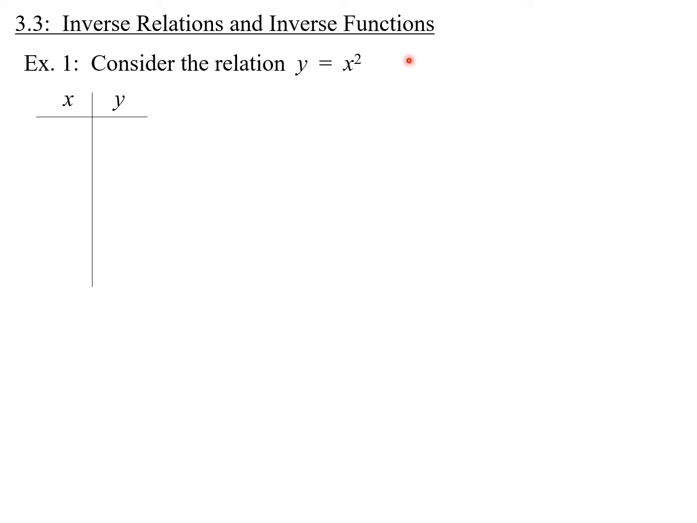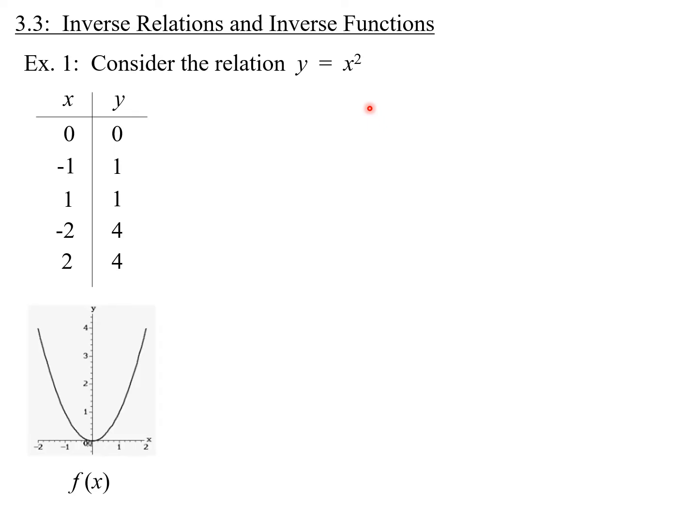All right, so if x equals 0, y equals 0. If x equals -1, -1 squared is 1. 1 squared is also 1. If x is -2, y is 4. And if x is 2, y is also 4. And then when we graph this, we get this nice simple little parabola, as we would expect.